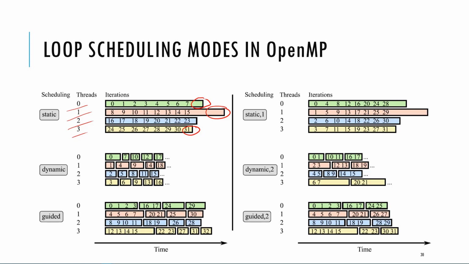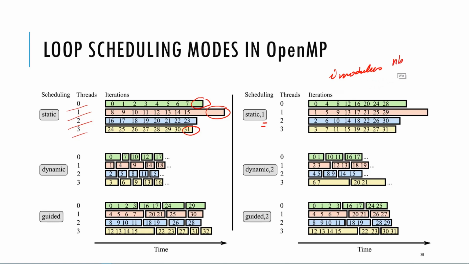What if we specify a certain chunk for the static? Well, in this case, it's kind of like a round robin or a modulus calculation that is done for the indices of the iterations. So the first 4 iterations are assigned to the first thread, or let's say each thread number I would be working on the iteration number I modulus the number of threads.